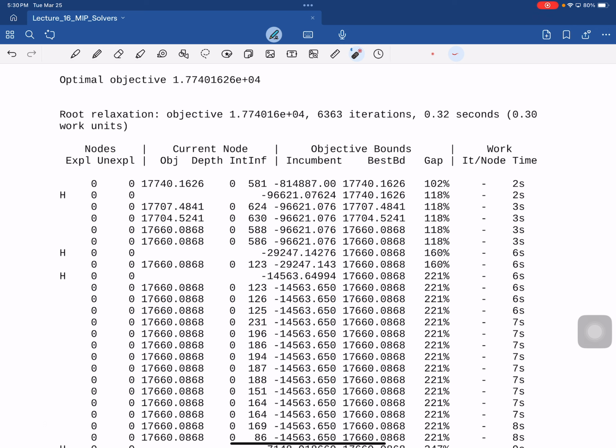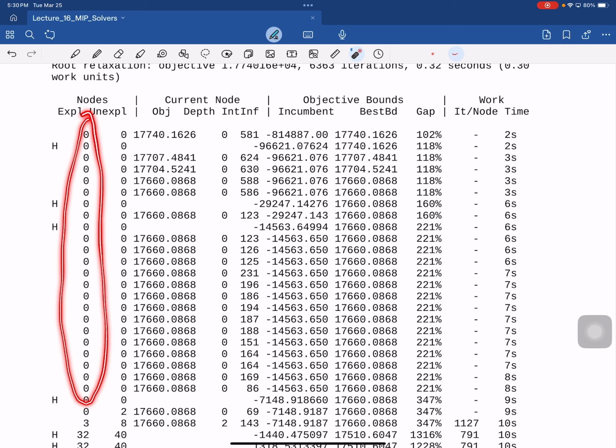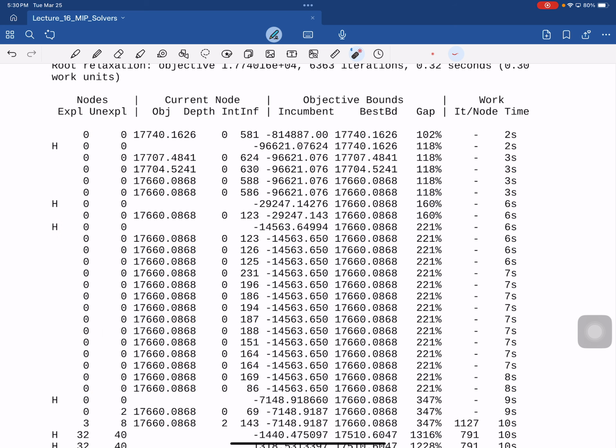Now it will start doing branch and bound. It will give you here the number of nodes. As you can see, up until here, the number of nodes is at 0, right? So what the solver does is a lot of work at the root node, trying to do things like tighten the variable bounds, find good feasible solutions, and add cutting planes at the root node.